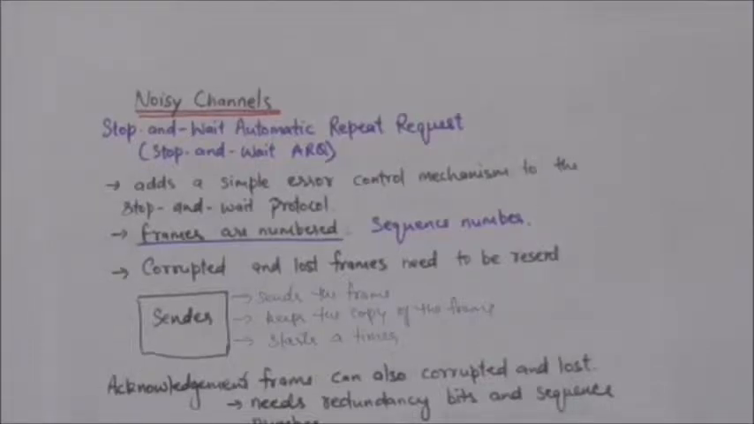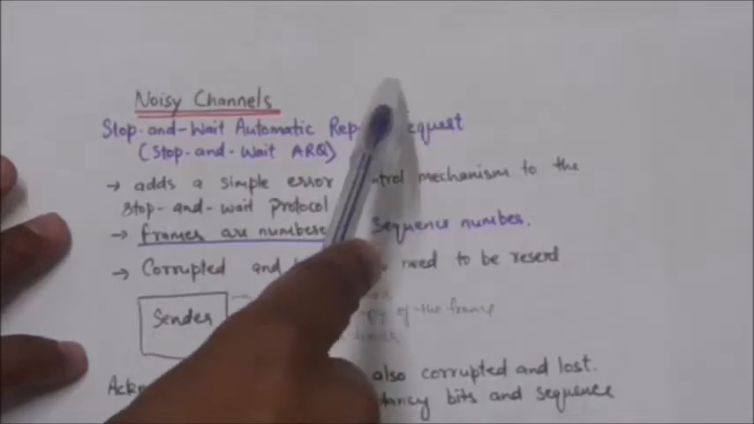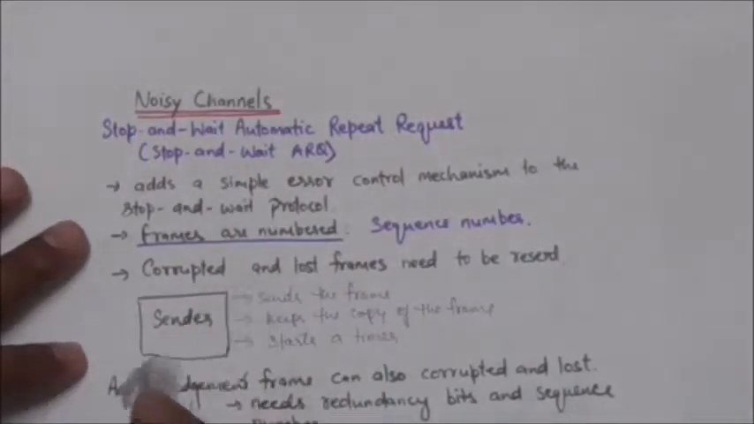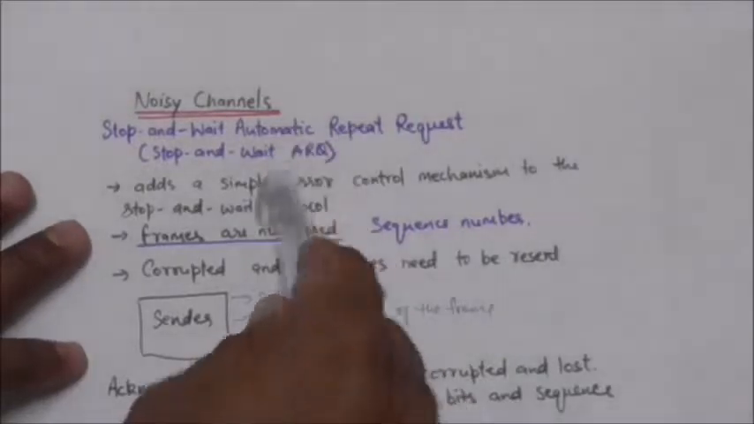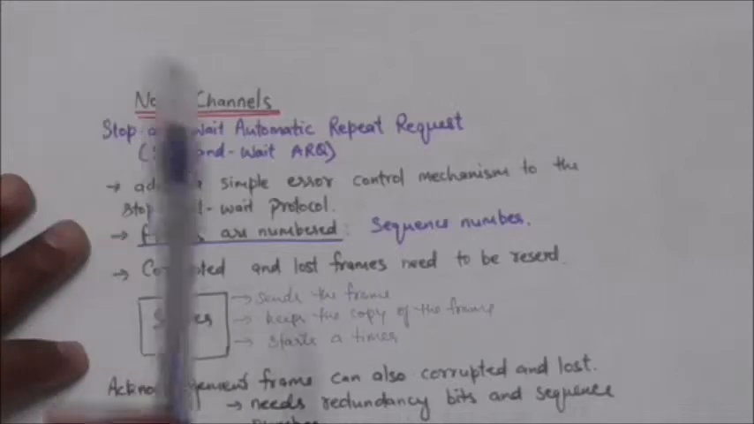Hello friends, welcome back. In previous tutorials we studied the protocols which can be used for noiseless channel. In this tutorial we are going to study the stop and wait automatic repeat request protocol. This protocol is used for noisy channels. It adds a simple error control mechanism to the stop and wait protocol.